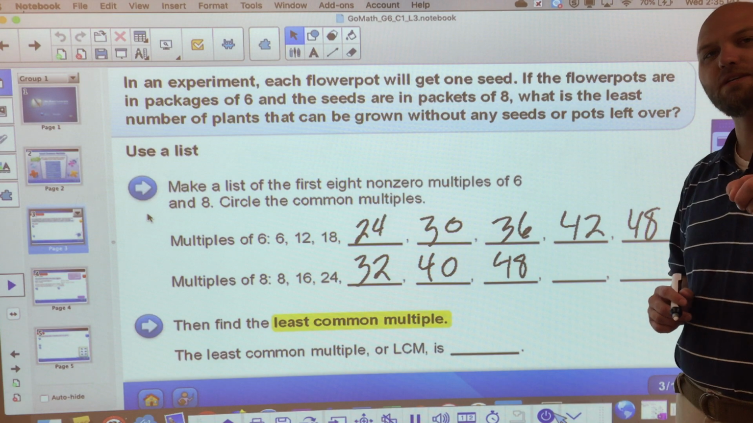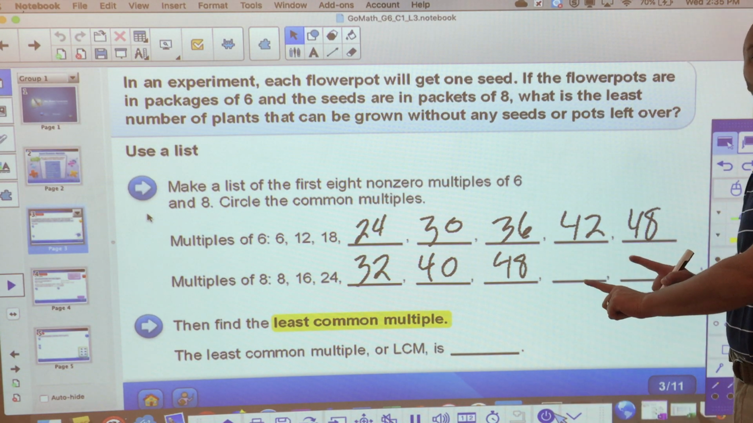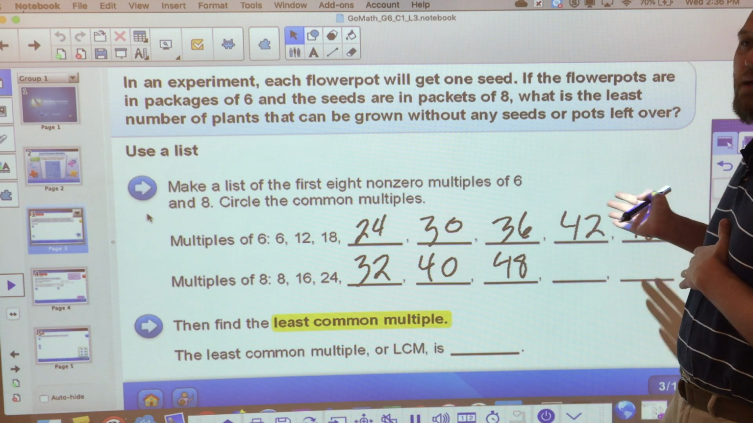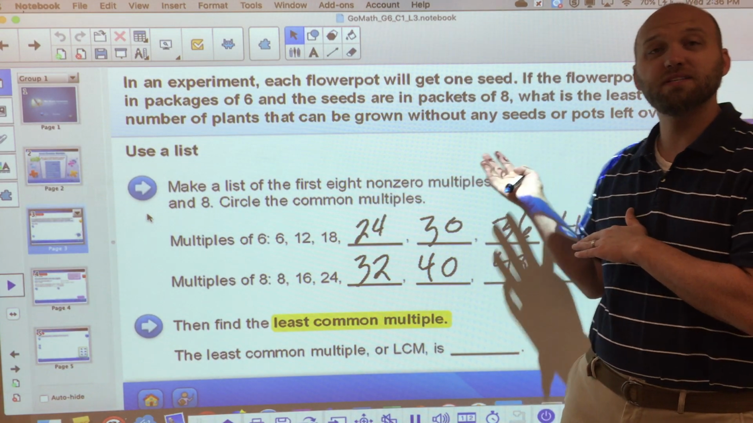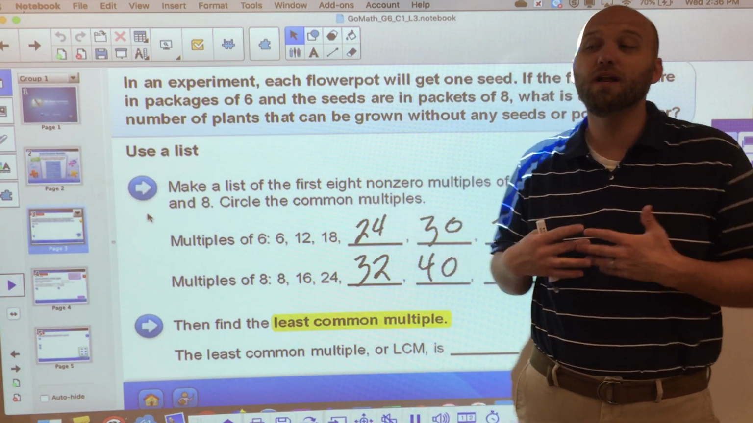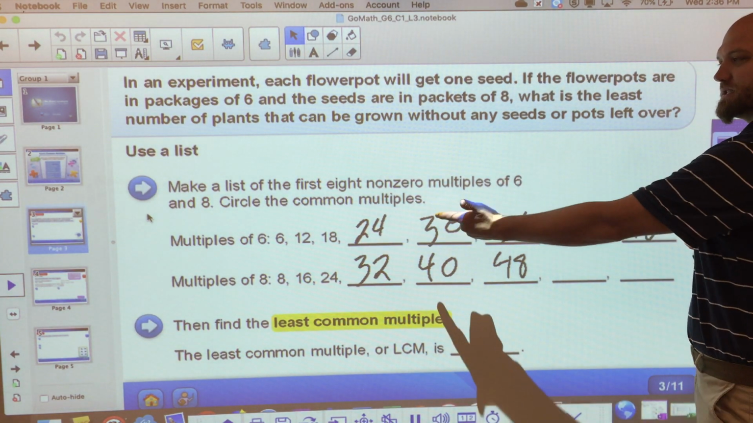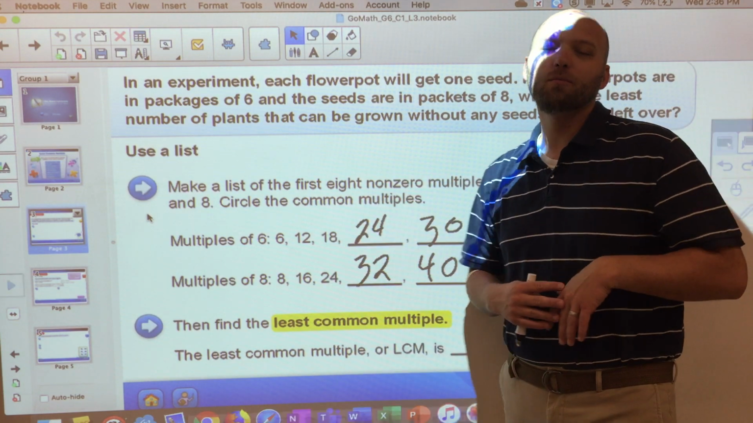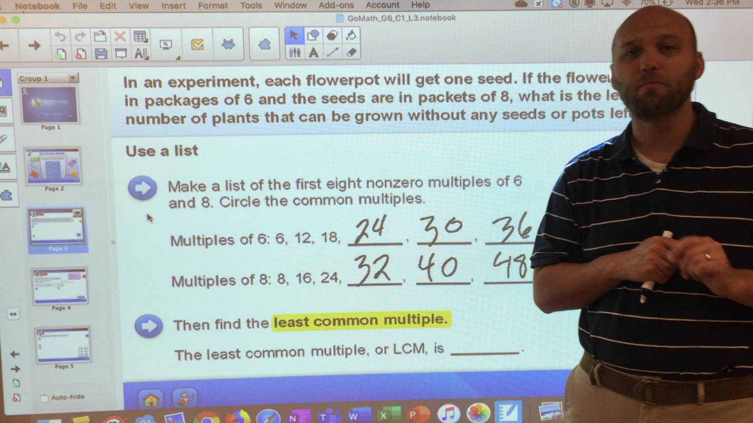I'm stopping myself right there because I do see a common multiple. Least common multiple. I might say to myself, well, can't I just multiply them together? Like I did with 3 and 7, right? 3 times 7 is 21. I found out the least common multiple of 3 and 7 is 21. 6 times 8 is 48. Wouldn't that work? Yes, every time you multiply them together, you're going to get a common multiple, but it's not always the least common multiple.